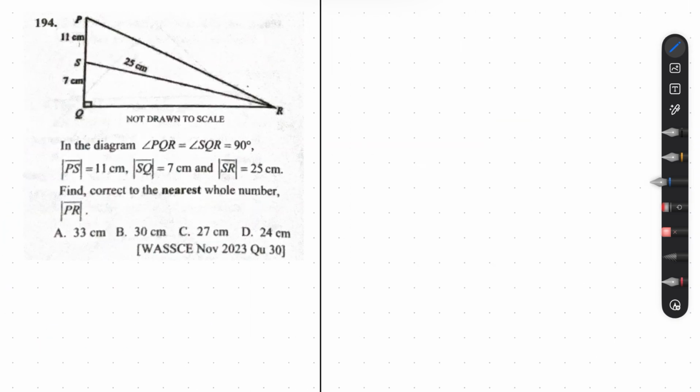Now, the question says angle PQR is the same as angle SQR, which is 90. So they're talking about this angle. This angle is 90, it is a right angle. Now, we've been given some sides over here. This is 11. This from S to Q is 7.